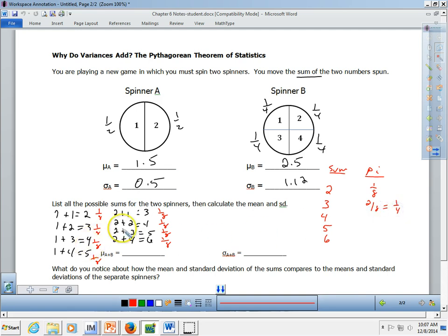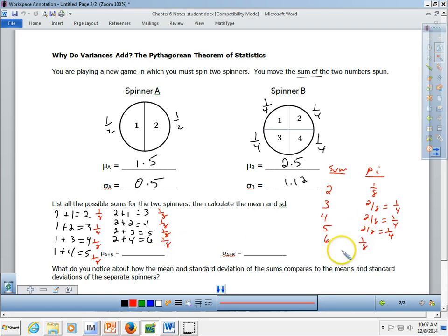To get a 4, there's two different ways that's going to happen. 1/8 and 1/8 is 2/8, so 1/4. Two different ways I'm going to get a 5. So 1/8 and 1/8 is 2/8 or 1/4. Only one way I'm going to get a 6, and so that just becomes a probability of 1/8.